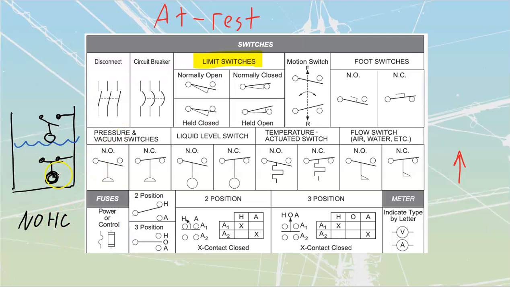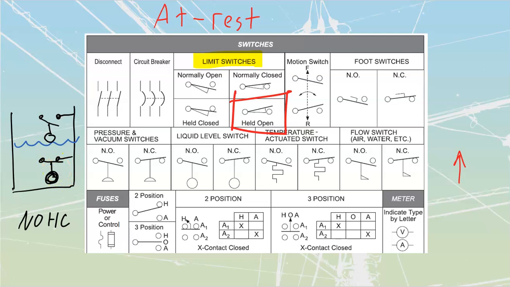How do I know that it is a normally open, held, closed compared to a normally closed? It is the side of the line that it's on. If it's on the top line, it is a normally closed. If it's on a bottom line, it is going to be a normally open. We've also got this other designation of a held open type of switch. The held open would be the opposite designation.